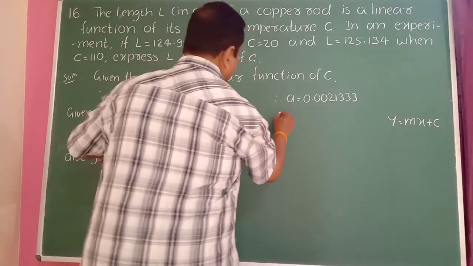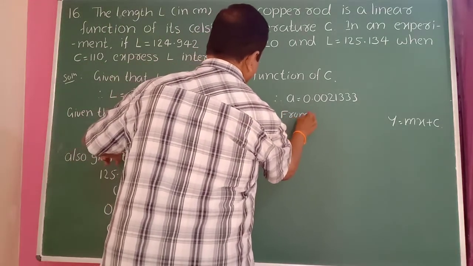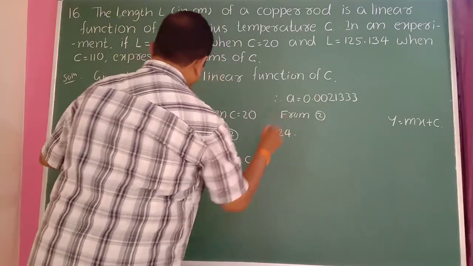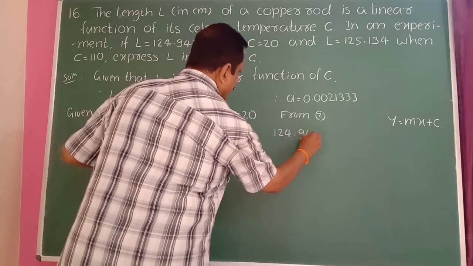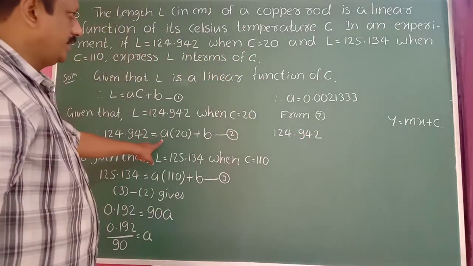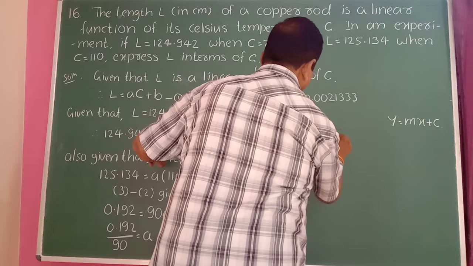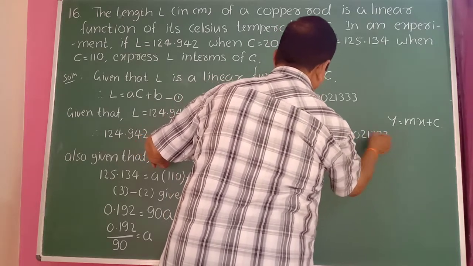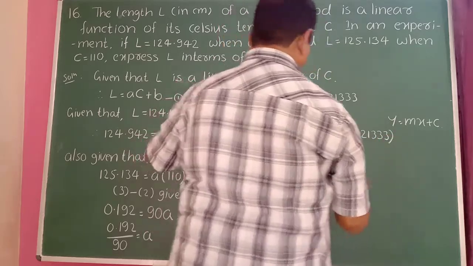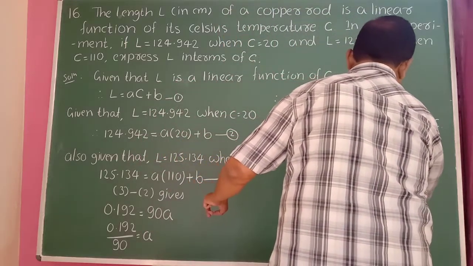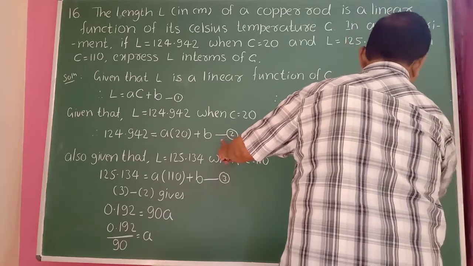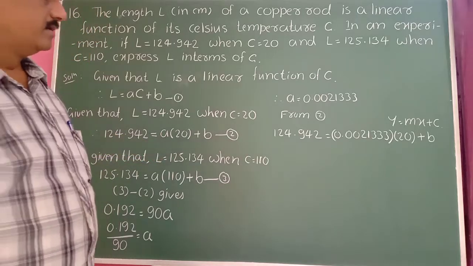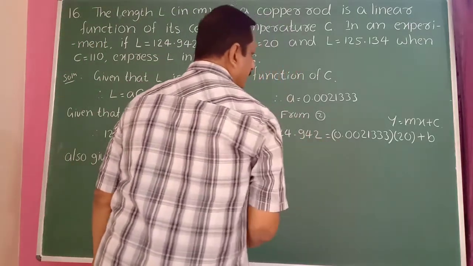Therefore, from equation 2 here, I am taking equation 2. So 124.942 is equal to A, this value 0.002133, into 20 plus B. Okay, so use this value A in this equation here. Next take this term to the left side here.